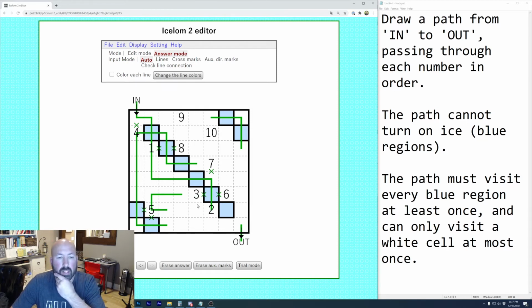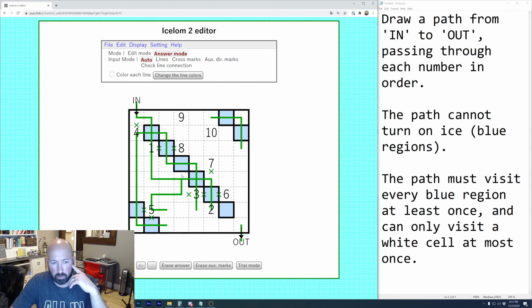Either way, it's got to come into the 3 from down below here, which means it's got to come from here. It can't come from the right because of our x, and it can't come from the left because that would connect the 3 to the 5. So it's going to have to come from down below and exit out the top, which connects it to the 4. Perfect.